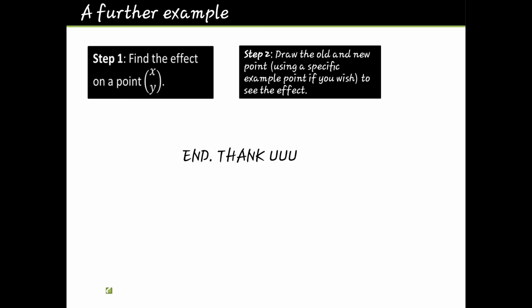Then these are the steps on how to find the effects of a matrix on a vector. So now we need to find the effect on the point. After getting that effect, you draw the old and the new points. So what was the old point? Then from there you can simply determine whether it is a rotation, a reflection, or an enlargement.